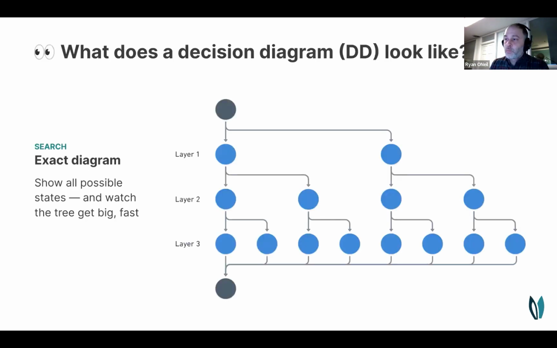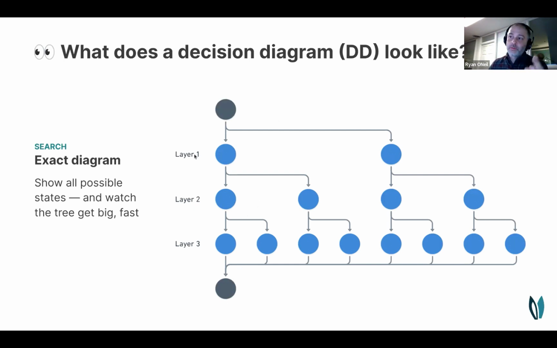All right, so what does this decision diagram look like? Well, we talked before about how it is a layered directed multigraph. So this is what we call an exact diagram. I'm just going to assume you all can see my mouse. Imagine that I have a source node and a terminal node. And what the diagram does is it essentially has paths that go from the source to the terminal node.